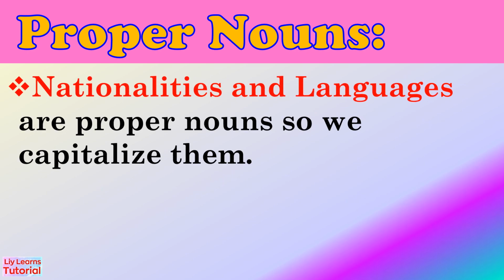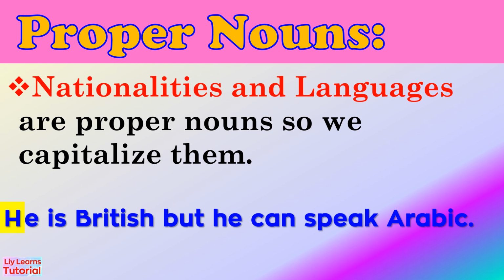Nationalities and languages are proper nouns, so we capitalize them. For example, he is British, but he can speak Arabic. Beginning letter H is capitalized. B for British since it is a nationality, and A for Arabic language.